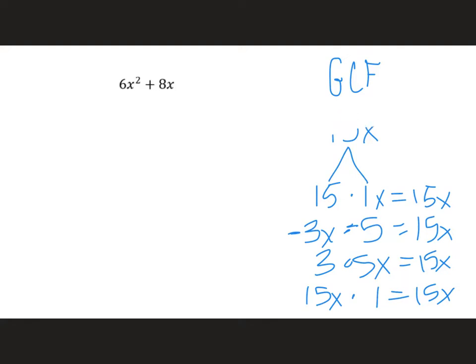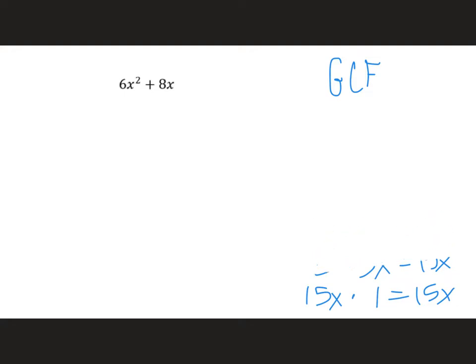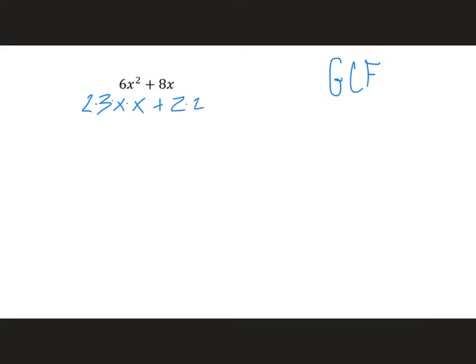So, for our function of 6x squared plus 8x, we're going to kind of break this down. 6x squared could be written as 2 times 3 times x times x. It's kind of the prime factorization of 6x squared. And then 8x could be 2 times 2 times 2 times x, or 2 times 4 times x. But prime factorization would be 2 times 2 times 2.